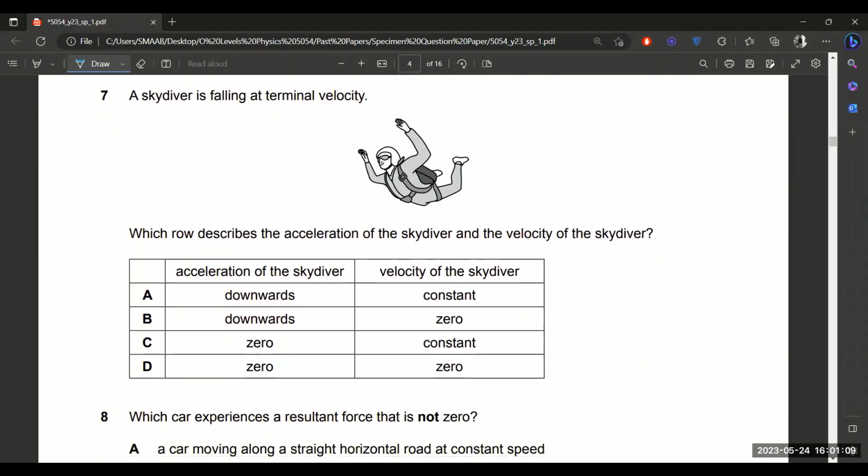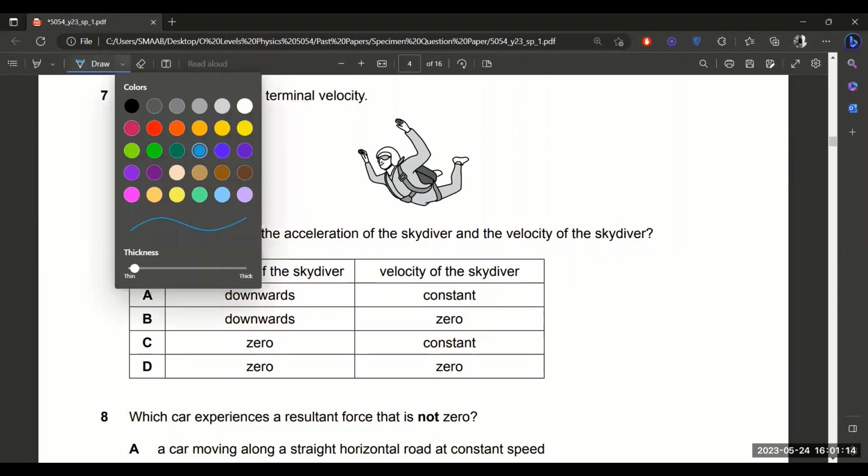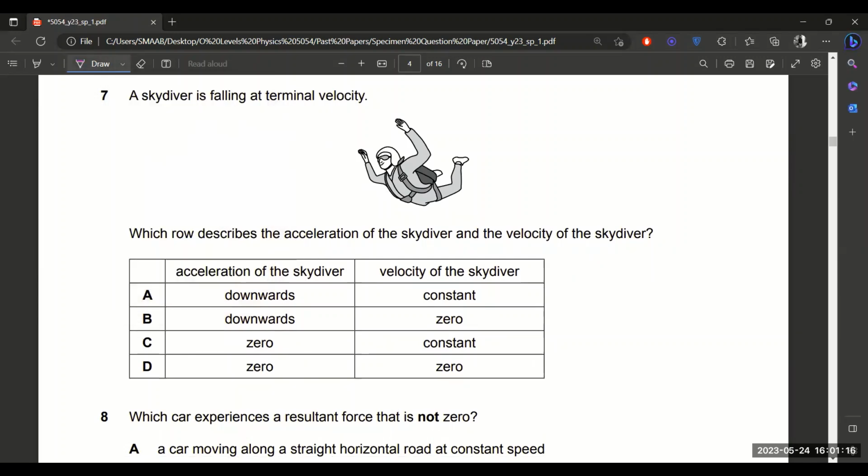Question number 7 is basically related to terminal velocity. A skydiver is falling at terminal velocity. Which option describes the acceleration of the skydiver and the velocity of the skydiver? So we need to know the basic concept of acceleration and velocity of the skydiver. Again, the main concern in this question is that they are talking about terminal velocity. So it means that the skydiver is falling with a terminal velocity.